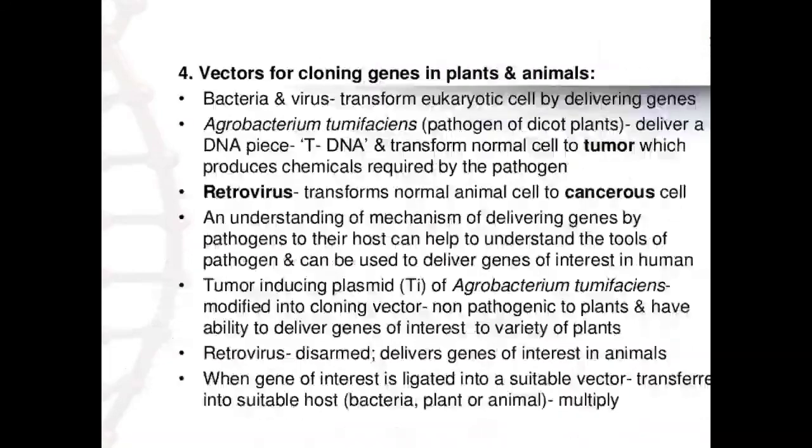The next topic is the vectors used for cloning genes in plants and animals. There are two types of vectors, plant vectors and animal vectors. Plant and animal viruses transform the eukaryotic cell by delivering genes. In plants, the vector is Agrobacterium tumefaciens, which is basically a pathogen of dicot plants.